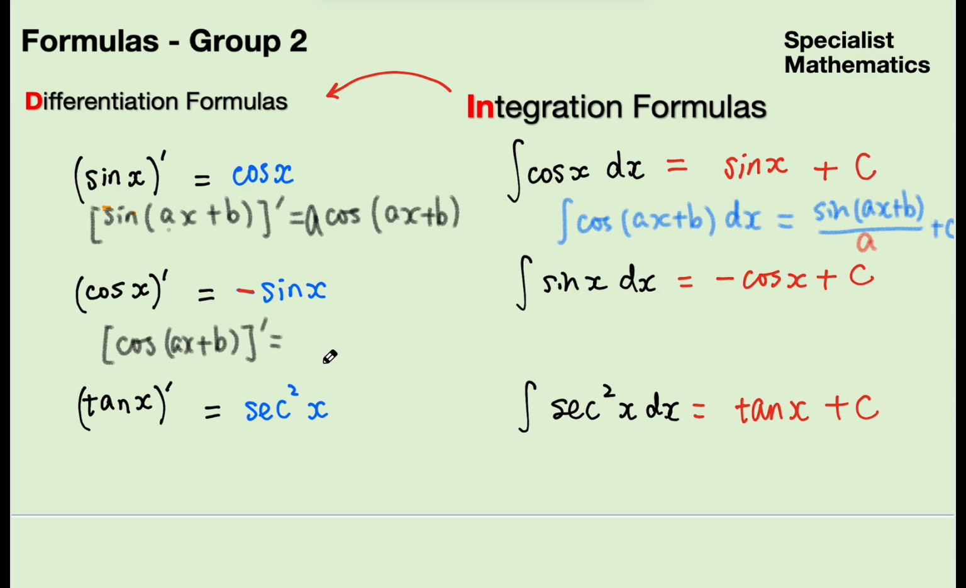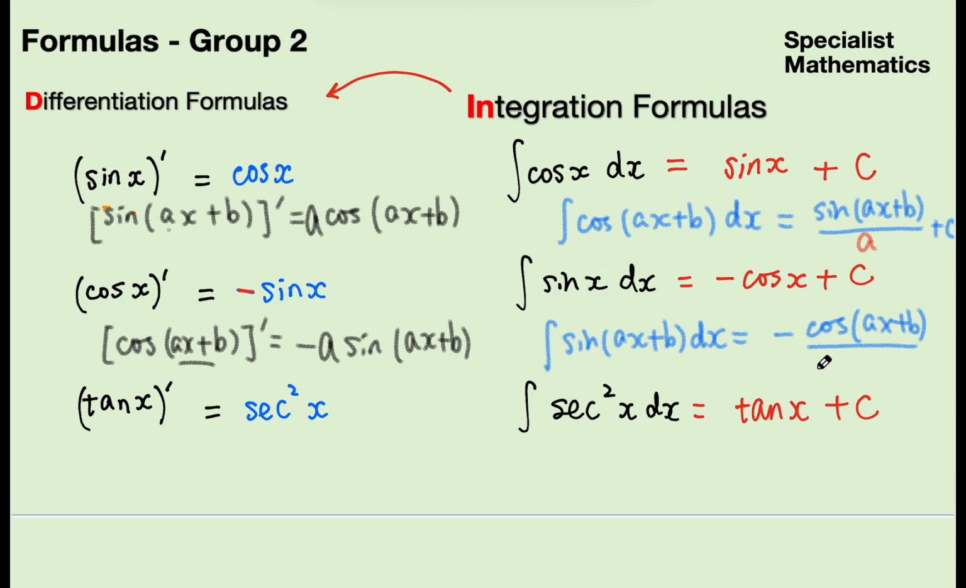Similarly, we will have sine ax plus b. The result will be negative cosine ax plus b, and then the inner function ax plus b, we are going to times a. The integral of sine ax plus b dx equals negative cosine ax plus b. Then we have to divide the whole thing by the coefficient a, then add the constant c in the end.